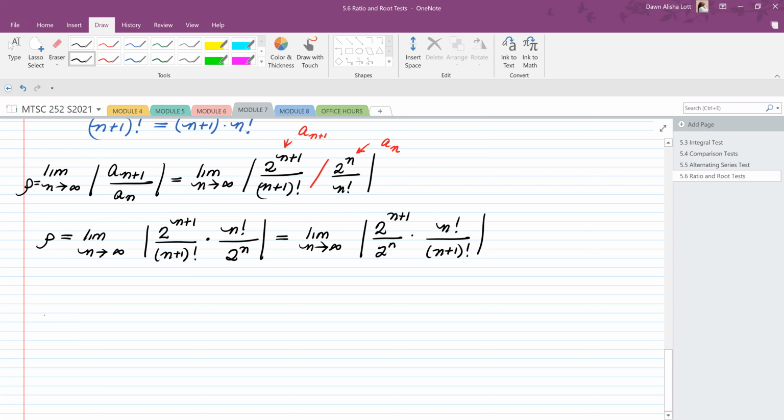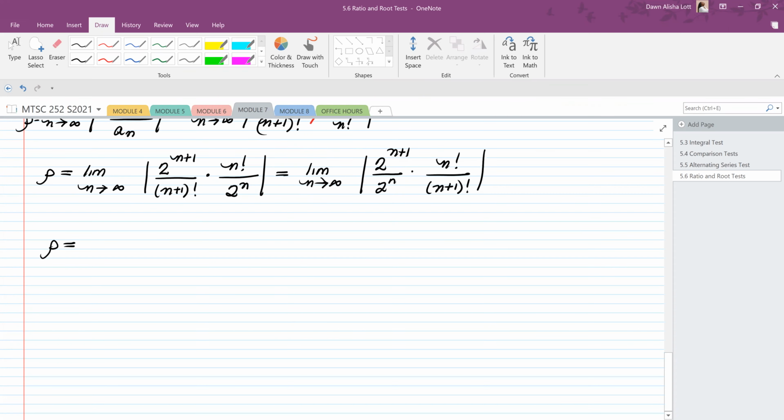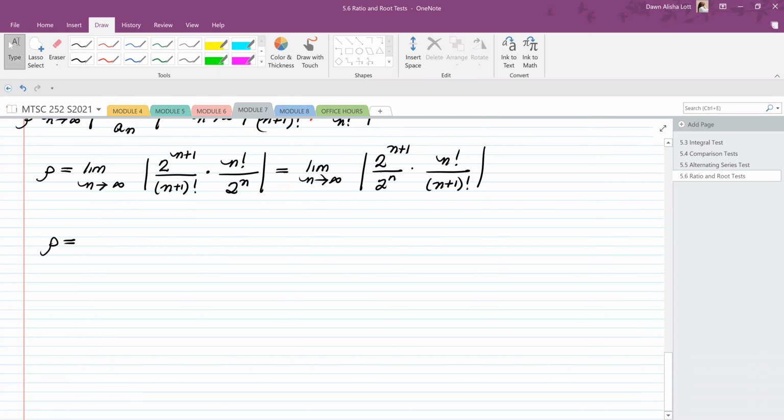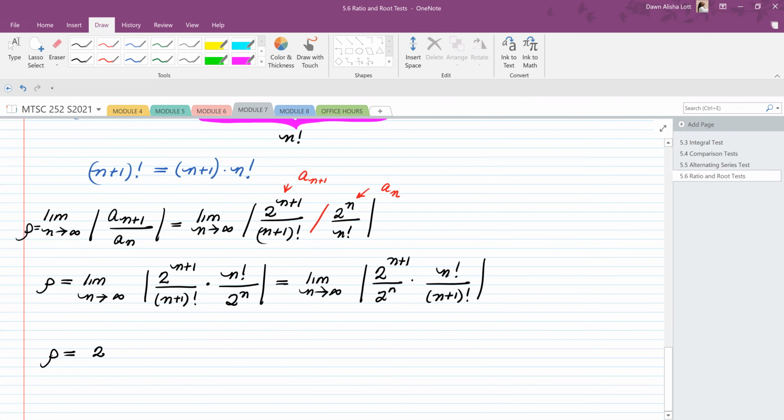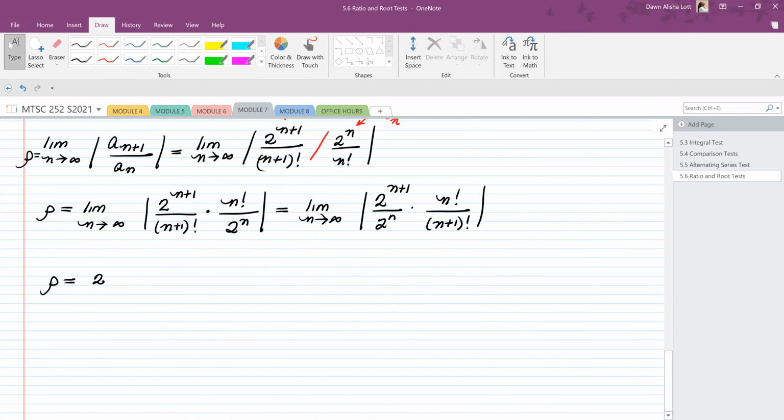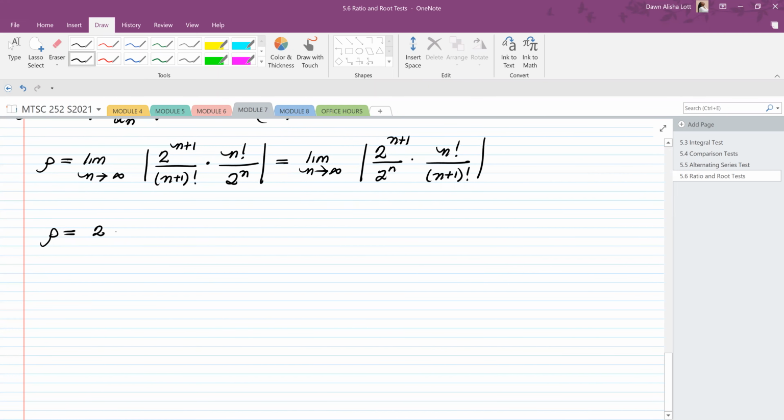Okay, so therefore rho is equal to, first of all, I don't need absolute values anymore, everything's positive. 2 to the n plus 1 over 2 to the n is just 2. And then n factorial over n plus 1 factorial, if you remember, we said n plus 1 factorial is just n plus 1 times n factorial. So this is 2 times n factorial over n plus 1 times n factorial. Again, I forgot my limit.